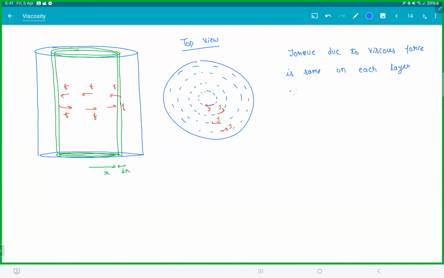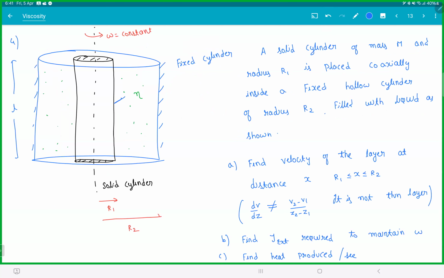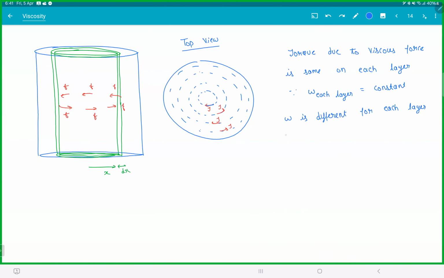Because if you see, omega for each layer is constant. Omega is changing from layer to layer, okay? Think about this. This outermost layer is almost at zero velocity, isn't it? The layer in contact with R2 is not moving at all. The layer in contact with the cylinder is going with how much velocity? R1 omega. So this guy is going with R1 omega. This guy is going with zero.